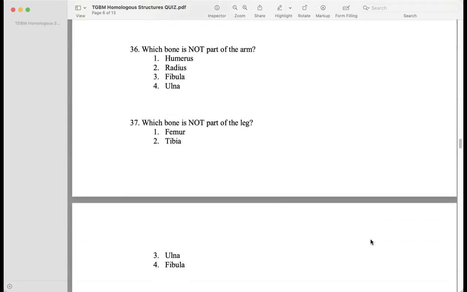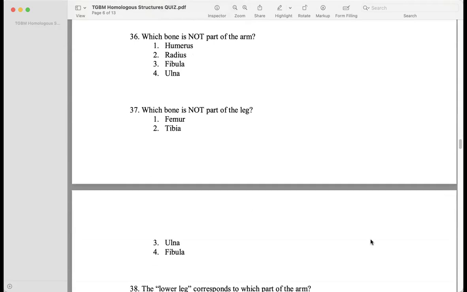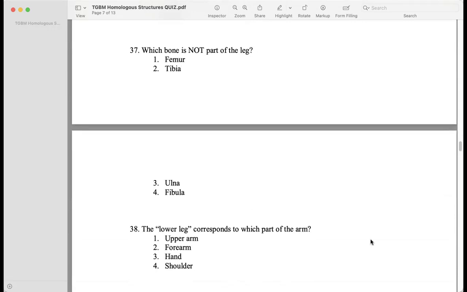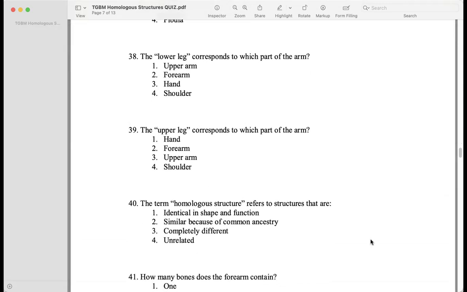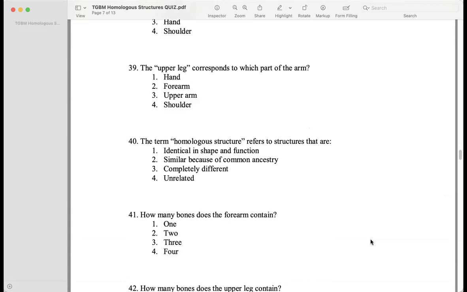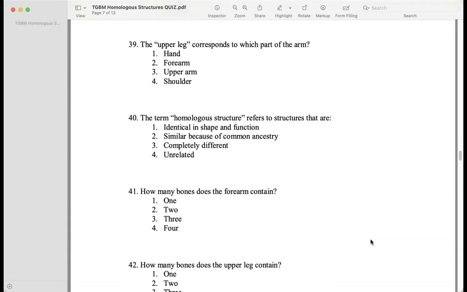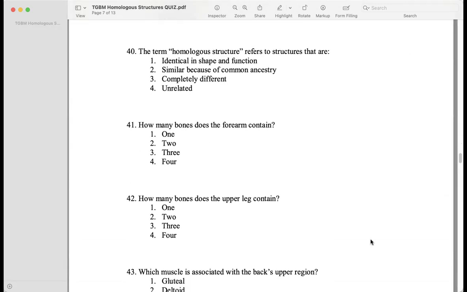Ball and socket. Which bone is not part of the arm? Fibula. Which bone is not part of the leg? Ulna. Okay. I hope you're enjoying. Lower leg corresponds to which part of the arm? Forearm. The upper leg corresponds to which part of the arm? Upper arm.